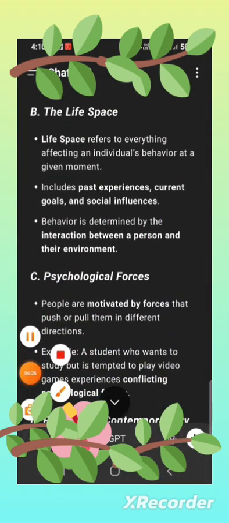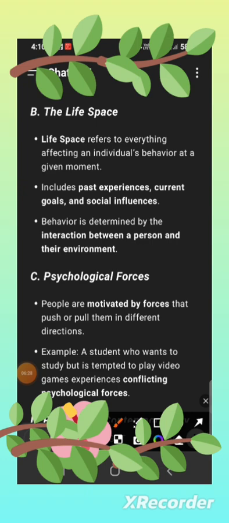The life space: personal and environmental influences. Lewin introduced the idea of life space, which includes everything affecting an individual's behavior at a given moment. Personal factors, for example emotions, past experiences, goals. Environmental factors, for example culture, social relationships, current situations. Unlike Freud, who emphasized childhood experience, Lewin believed present experiences are more important in shaping behavior.